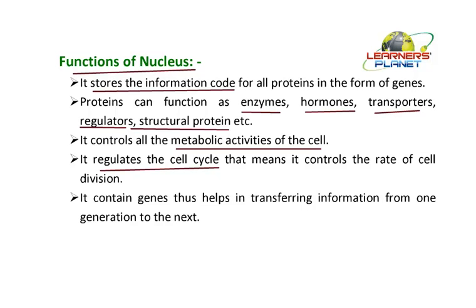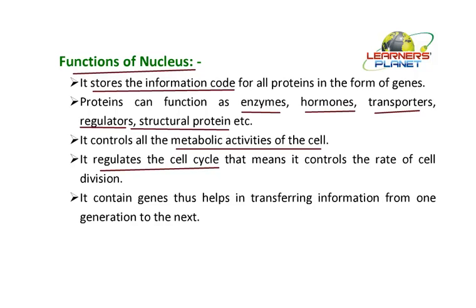Why is it so? Imagine if the cells were continuously dividing in the body beyond the need of the body, then what would happen? They would start accumulating. So the entire function would be disrupted in the body, the entire structure would be disrupted. We can suffer from various kinds of diseases like tumor. We can develop a tumor in the body or cancer. Such a situation should not arise, and hence the rate of cell division should be controlled. And this control is a function of the nucleus.